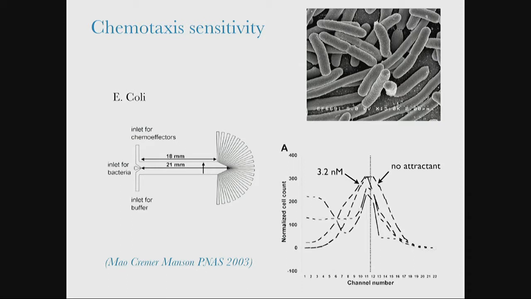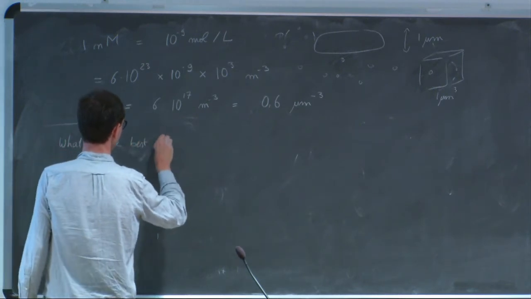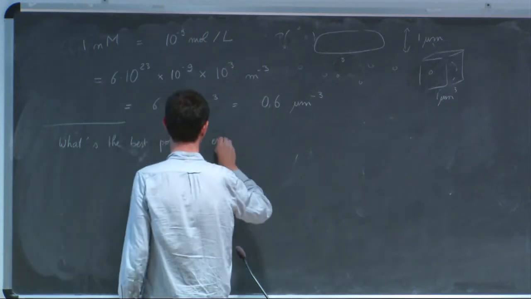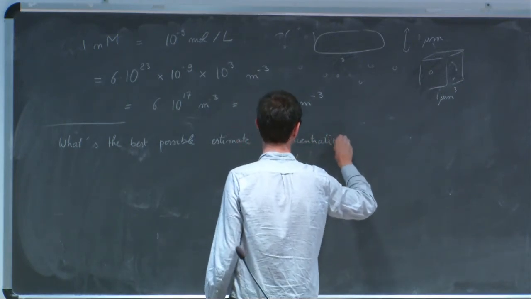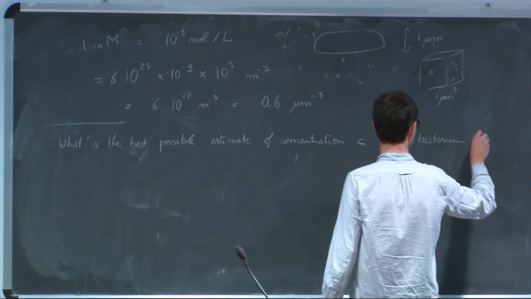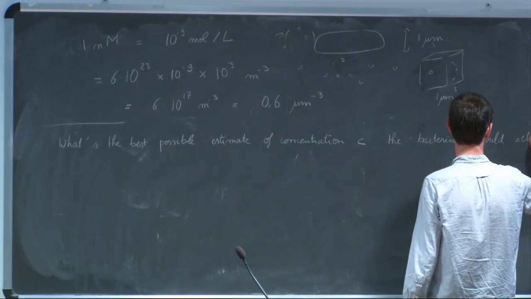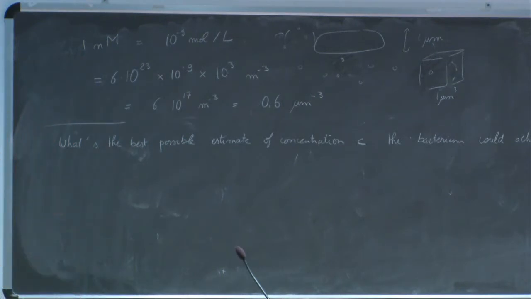Now, immediately, we can ask the question of, well, this looks like it's going to be difficult to do this task for the bacterium, right? So you can try and calculate what's the best possible estimate of concentration the bug could achieve.